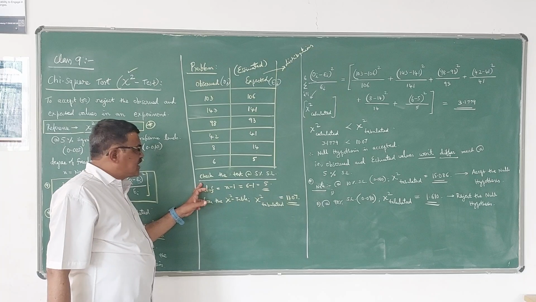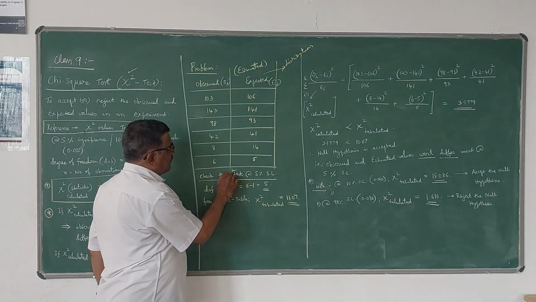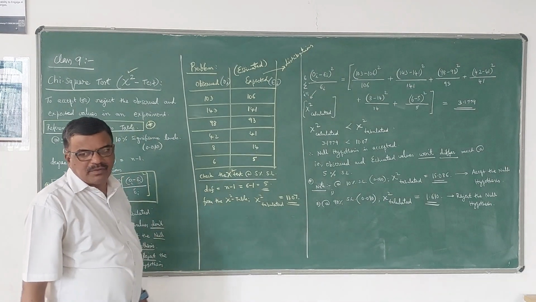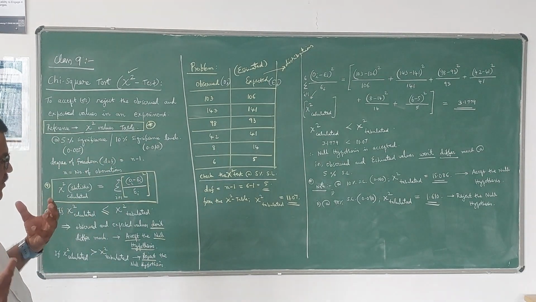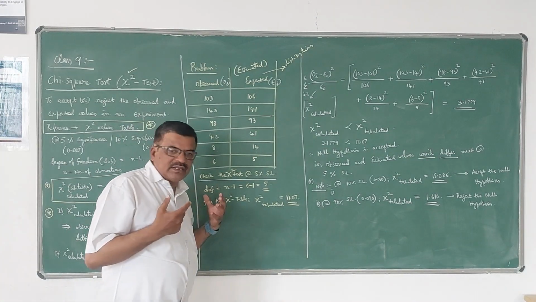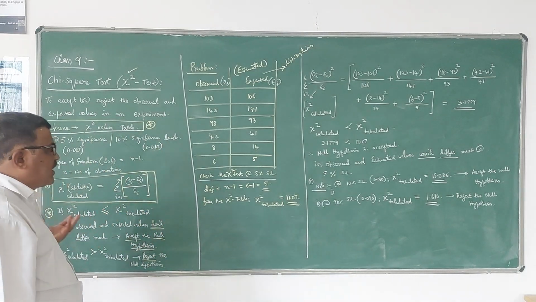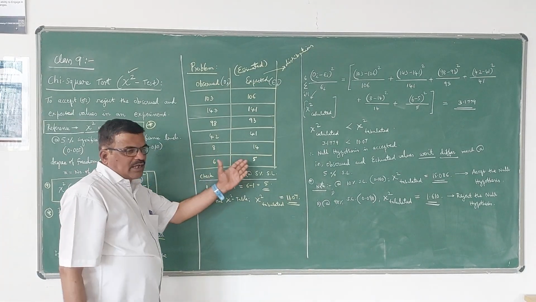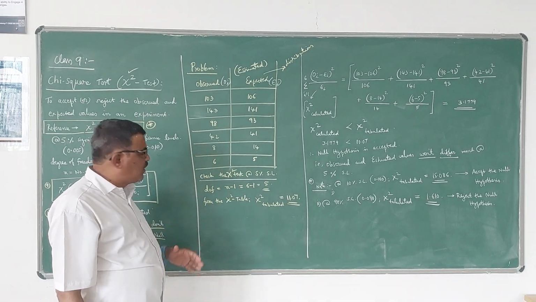Now the question is, check the chi-square test at 5% significance level. That means how much you can rely. Suppose your level of significance is 5%, can this set of data be accepted or not? That is the question now.